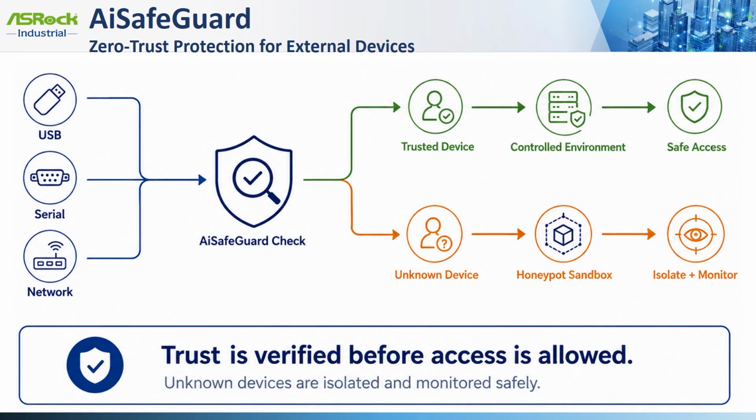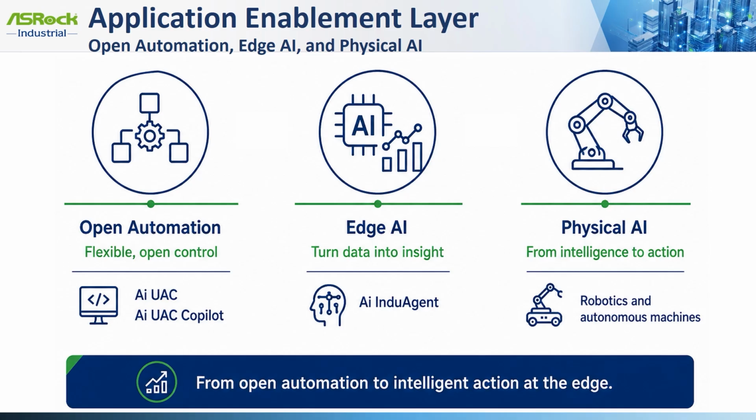An unknown or risky device can be isolated in a sandbox. The system can also monitor suspicious behavior and send alerts. This helps reduce the risk of malware spreading through physical interfaces. So AiSafeguard gives customers an extra layer of protection during daily operation, especially in environments where external devices are frequently connected.